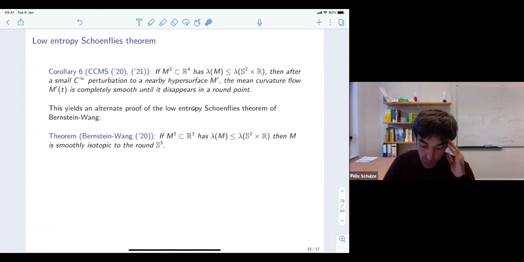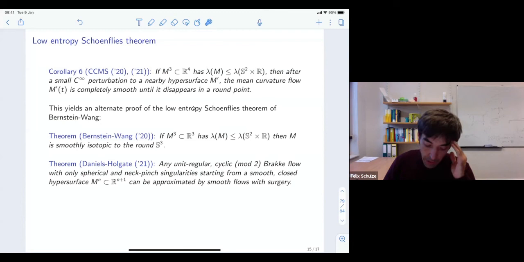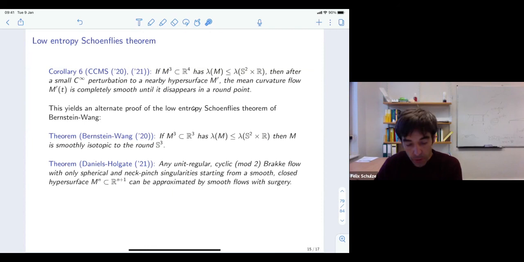Here's another recent result of a PhD student of mine. Here's the assumption. We consider unit-regular cyclic Brakke flows, which are weak solutions of mean curvature flow, but you a priori assume you only have spherical neck pinch singularities. This is in any dimension. You assume singularities are either spheres or cylinders with only one straight direction. Then you can do surgery. You can approximate this flow by flows with surgery. You can use this weak limit as a way to control the surgery and prove you can do surgery flows which approximate this flow.